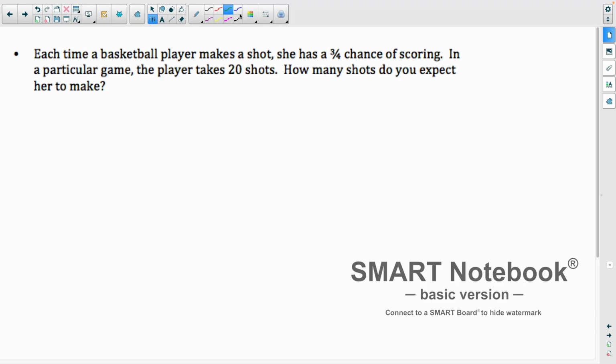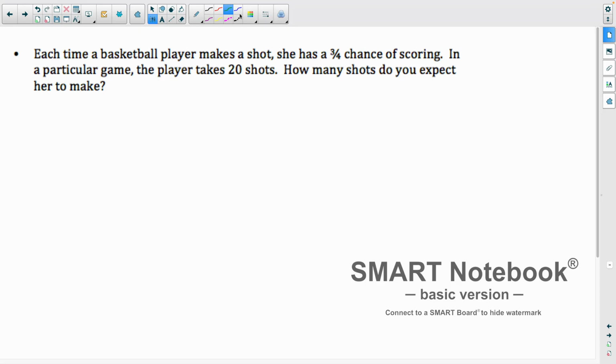So you've got a basketball player. She has a 3/4 chance of scoring. In a particular game, she takes 20 shots. How many shots would you expect her to make? Well, do I want to draw a probability distribution table from 0 to 20? I don't really want to do that.